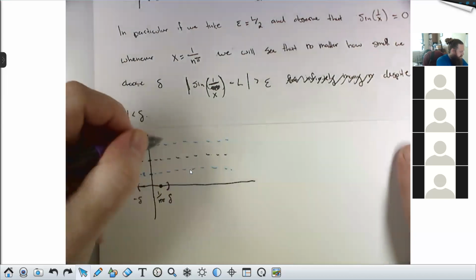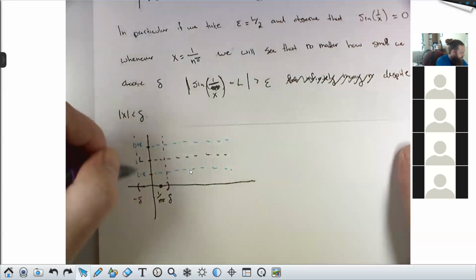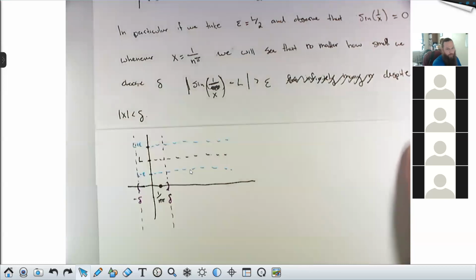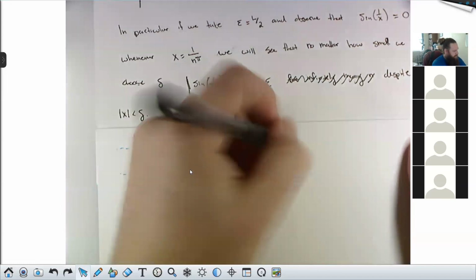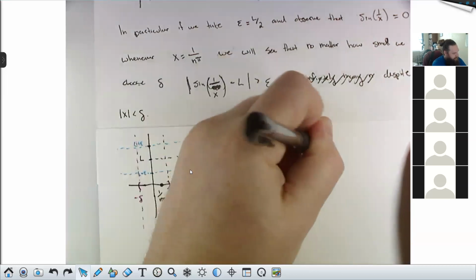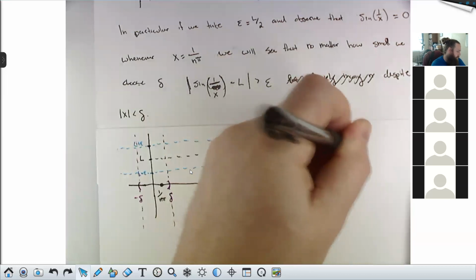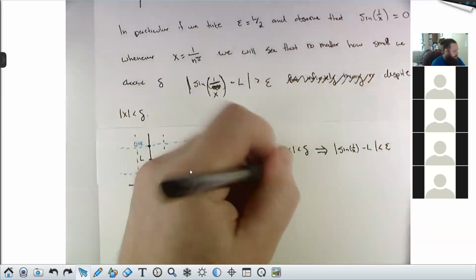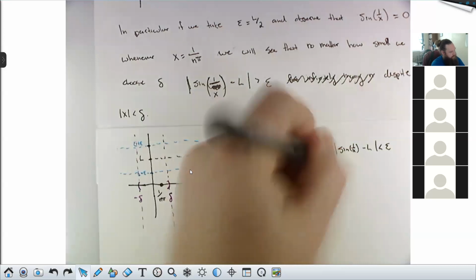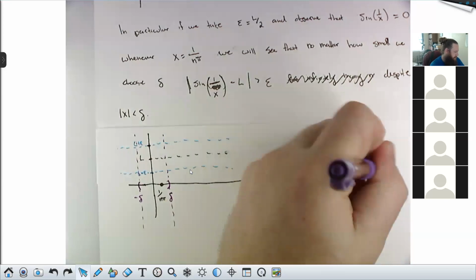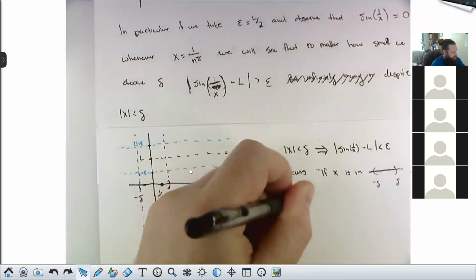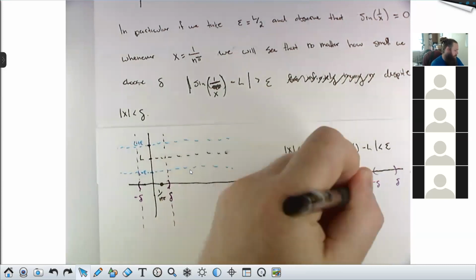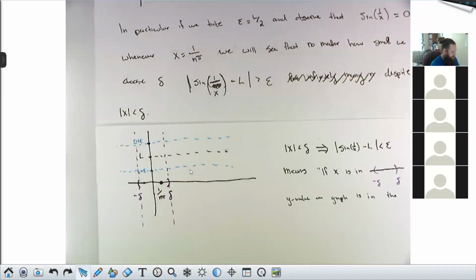So what we're supposed to see is that anytime my x's are within this purple window, my y's stay within the blue window. That's what that's supposed to say. So when we say absolute value of x less than delta implies absolute value of sine 1 over x minus L is less than epsilon, this means if x is in the purple interval, the negative delta to delta interval, then the y value on the graph is in the epsilon window about L.